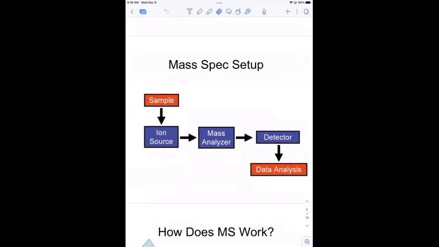What happens when the sample hits the ion source is it gets bombarded by an electron beam and basically shattered into pieces. Right, that's literally what happens. The sample goes in, it gets busted up into pieces, and then every piece has a mass. And so the pieces go through the mass analyzer that detects the mass of each fragment, in addition to detecting the mass of the original compound before it got fragmented. And then once it goes through the mass analyzer, those pieces are detected, and then it goes into data analysis where you can get a spectrum from that.